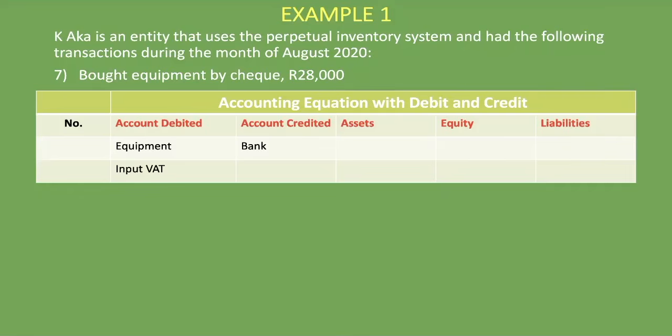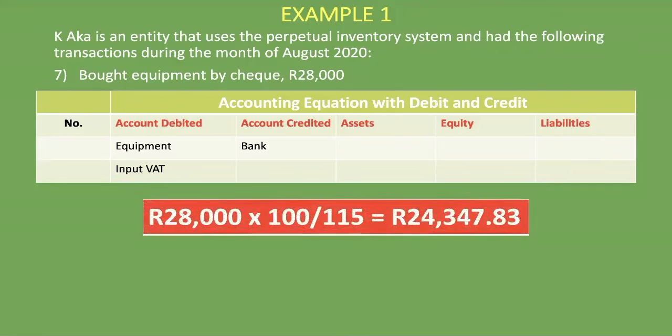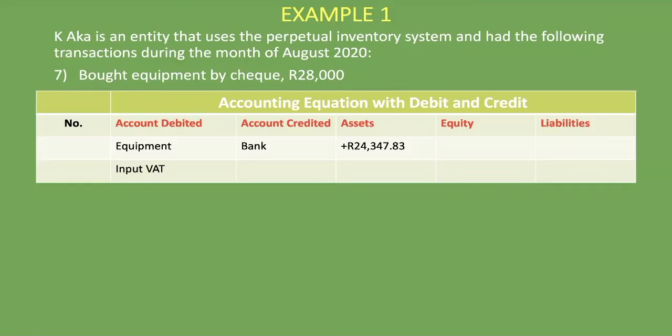Well, equipment must not include VAT. So we have to take out the VAT from the 28,000 and record equipment on the asset side as a positive. So we take the 28,000 rand times 100 divided by 115, and it gives us an amount of 24,347 rand 83 cents. We put it as a plus on the asset side because equipment is coming into our business.